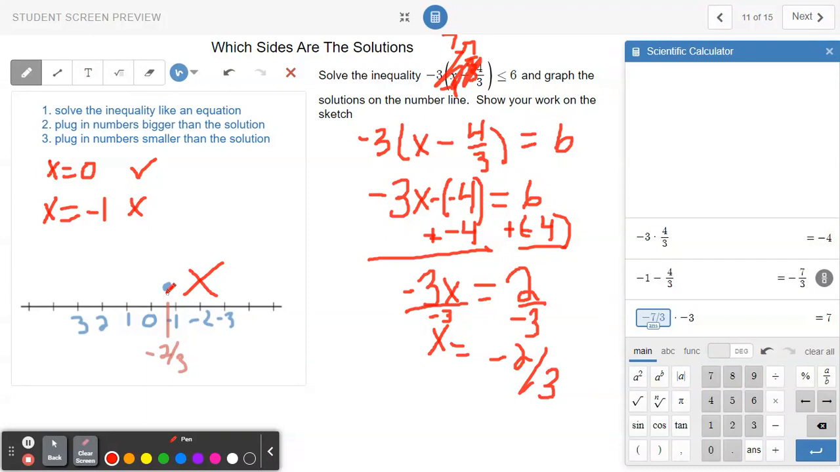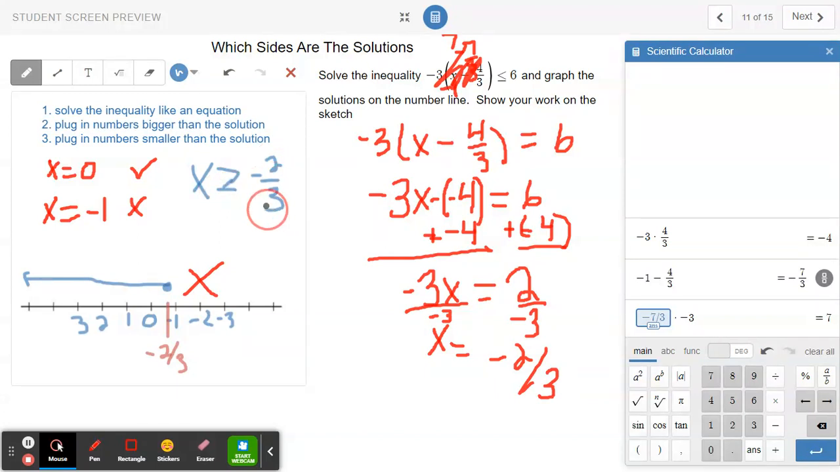If it's bigger than negative 2/3, then that's going to solve our inequality. So the solution to this inequality is that x has to be greater than or equal to negative 2/3. Anything bigger than that does actually work out.